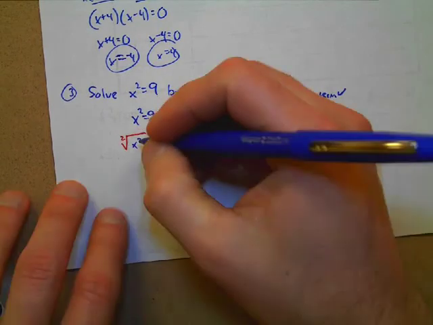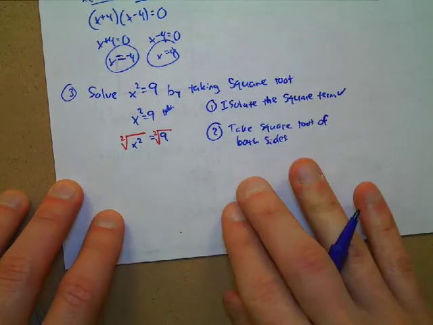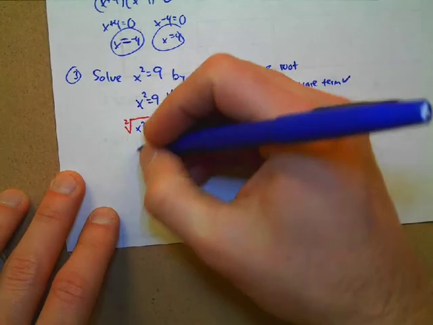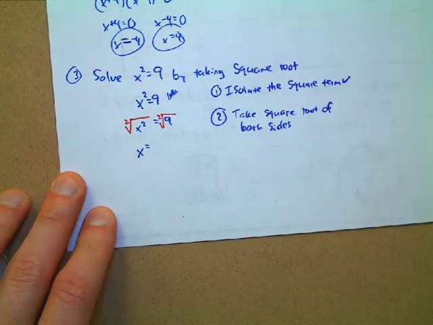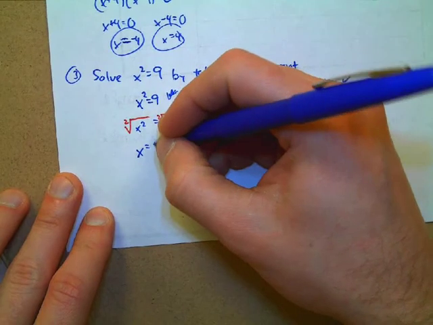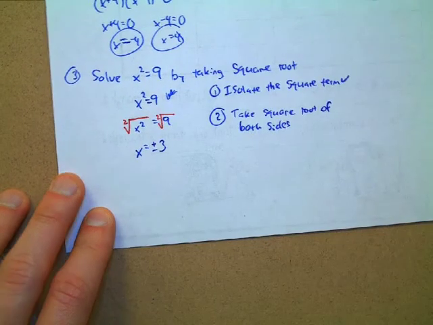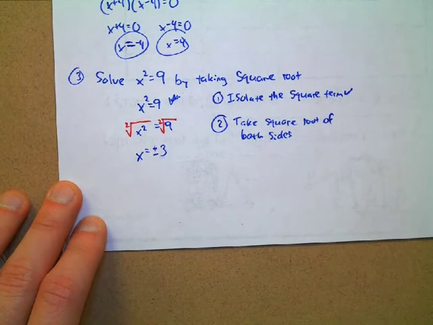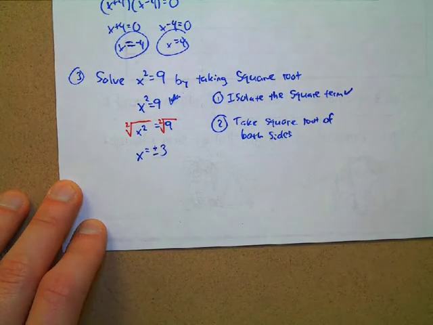What is the square root of x squared? What does that simplify to be? X, yeah. What's the square root of 9? 3. But since we're in an equation setting, we're going to say plus or minus 3. Positive 3 and negative 3. Okay? So 2 solutions there, right?